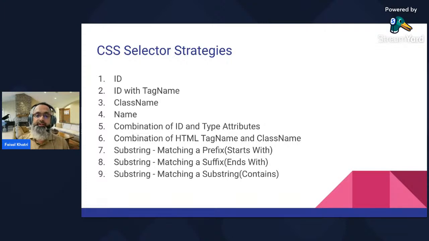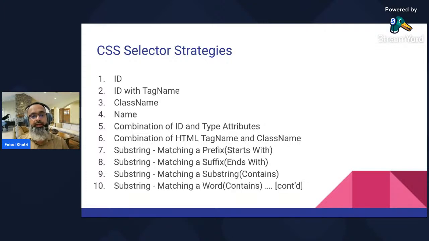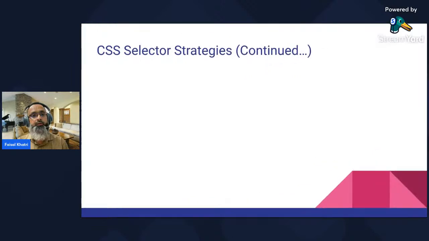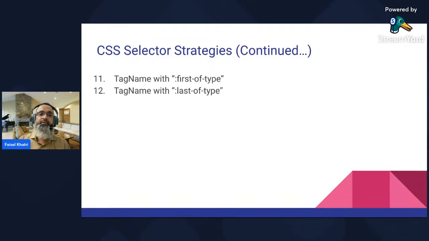Similarly, we can use contains, matching a substring, and matching a word as well. Next, we can use tag names with the colon first-of-type to locate elements. This particular strategy can be used with a list of web elements that are available, like, for example, a list in the drop down field or combo box. We can use this kind of CSS selector strategy to locate the first element in the list. Similarly, the last element in the list can be located using last-of-type and nth-of-type.